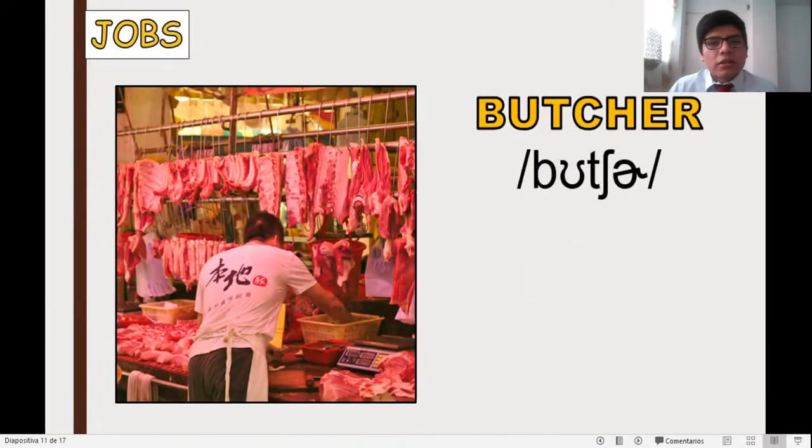We have a butcher. What is a butcher? What do you think it's a butcher? Tell me in the comments. In the comments, please. What do you think is a butcher? ¿Qué creen que sea a butcher? I'm reading your comments. Estoy leyendo sus comentarios. Tell me, what do you think it's a butcher? Let me see. What do you think it is?